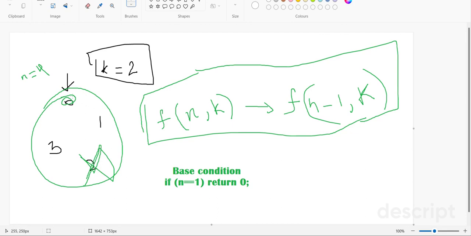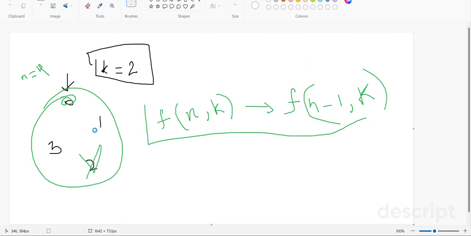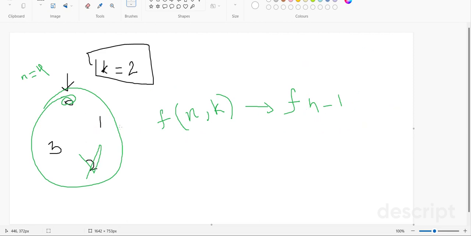So basically, whatever answer we get from a circle of 3, we need to add k positions to it, and that becomes our final answer. For example, if we are killing this guy, then we are moving k distance from the next person. So then we get to 3, and then we are moving k distance from it to kill the next person. Basically, what that means is, if we are having an input of 4, then this depends on the input of n minus 1. Now, how?